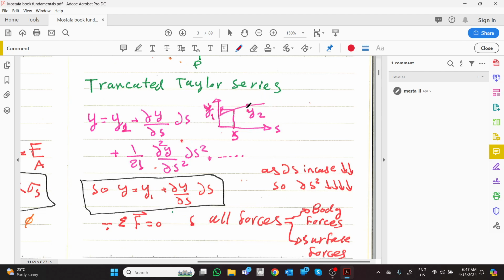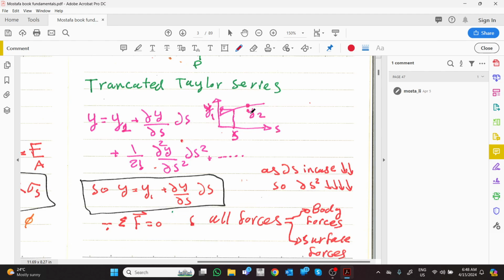If you need to get the other point, you need to know the rate of change of this curve, multiplied by the distance here, plus 1 over 2 factorial multiplied by the second derivative. Because the first derivative is the rate of change, the second derivative is the rate of change for the second time of the first derivative. Of course, it will be partial, because maybe y is changing due to other reasons, for x, for z, you get my point, for s.